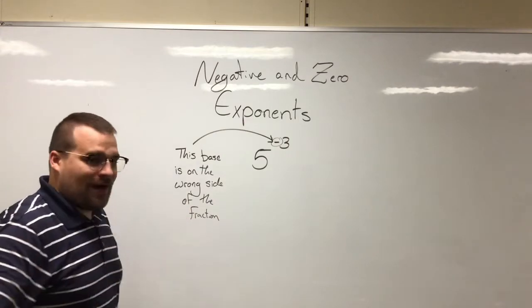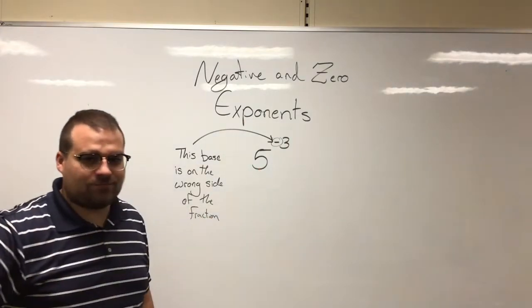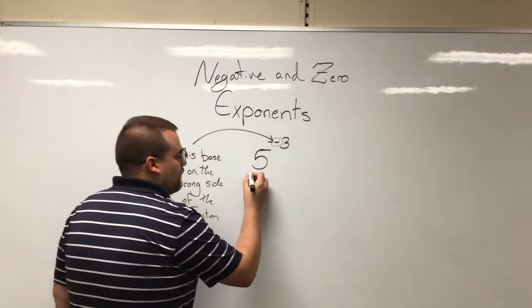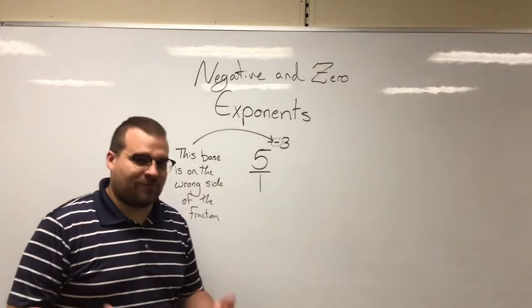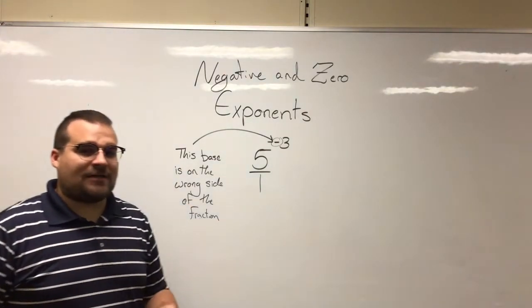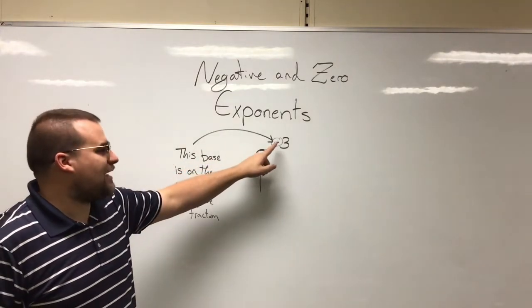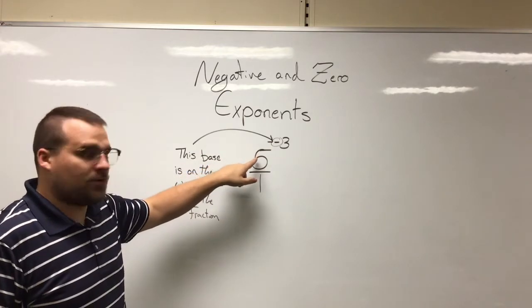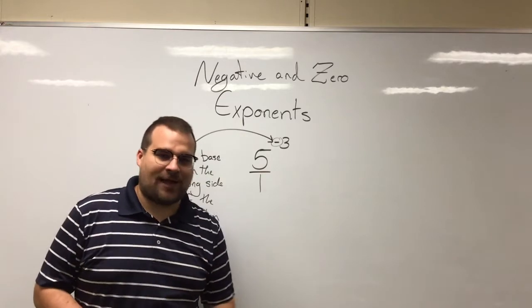All numbers are fractions, right? Even if they're just written as a 5. We've talked about that before. A number like 5 can be written as 5 over 1. Any number can be written over 1 to make it a fraction. The fact of the matter is that a negative sign in an exponent means that the base, or the number it's with, in this case the 5, is on the wrong side of the fraction.